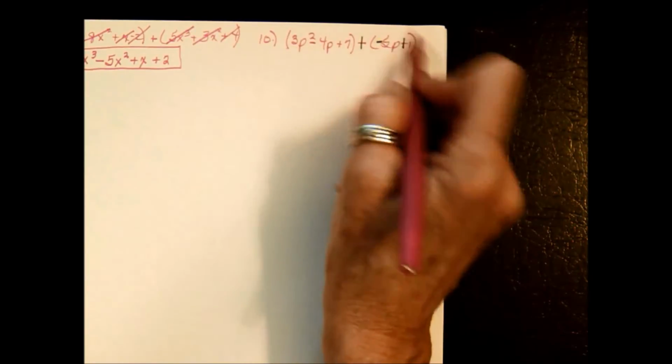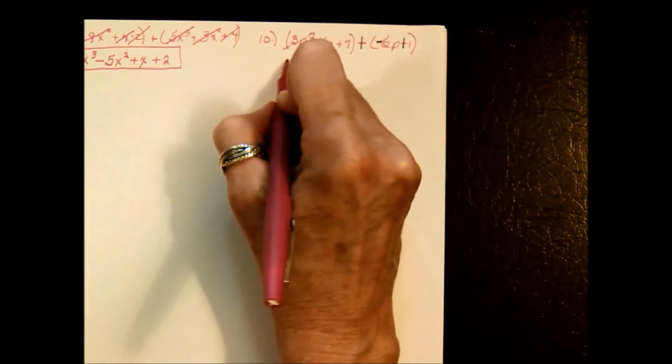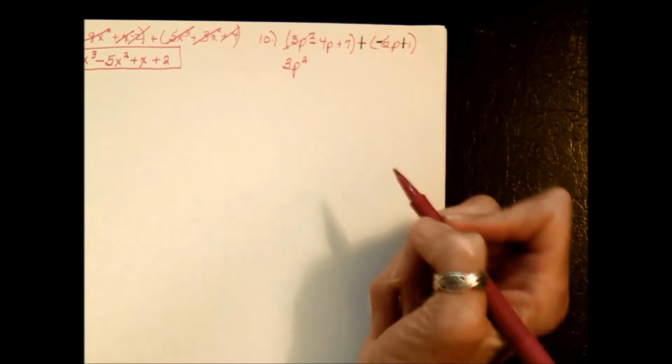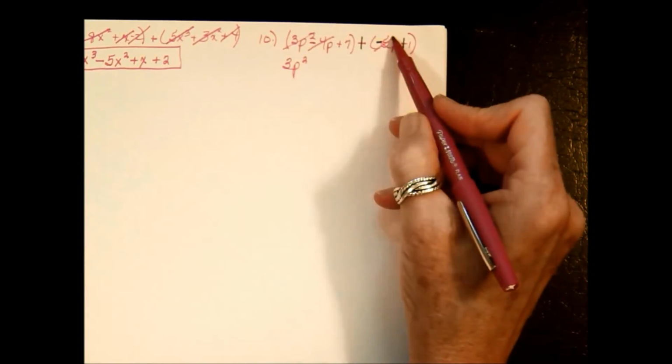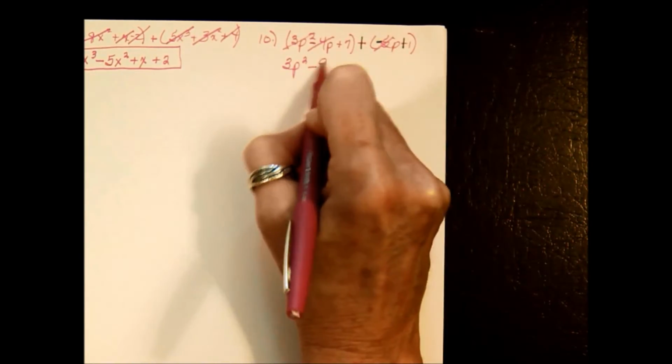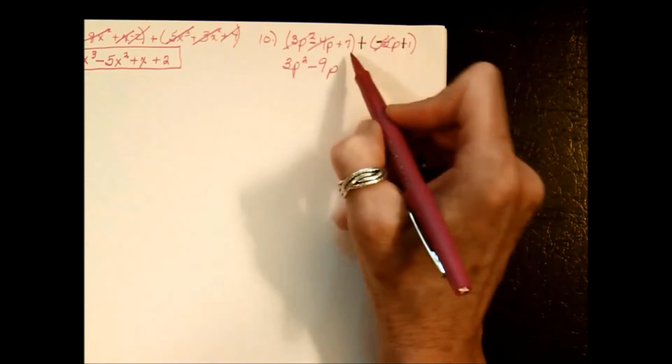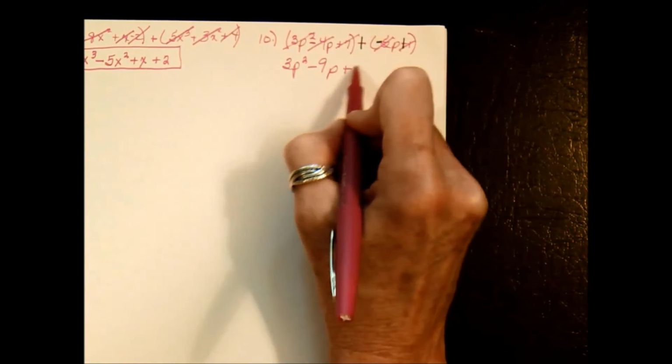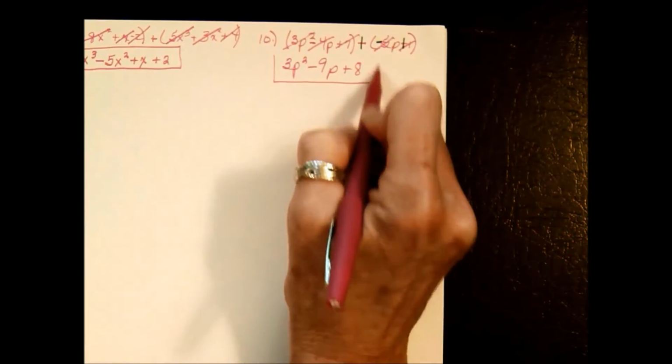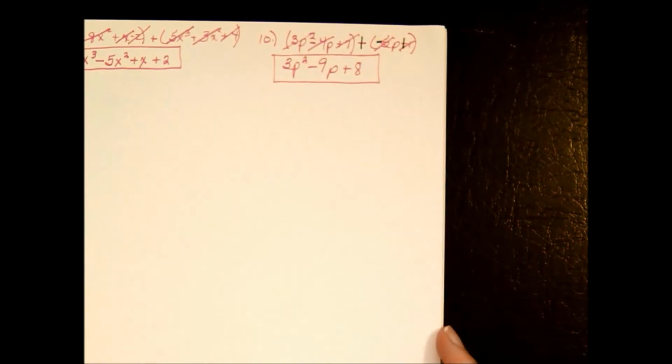So going in order, I'm now going to combine like terms. 3p squared has nothing to combine with. Negative 4p and negative 5p is negative 9p. And 7 and 1 is 8. So subtraction, you change the sign to addition and you change all the signs that follow.